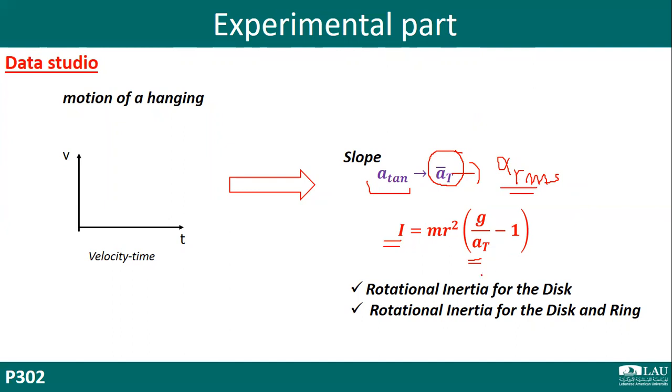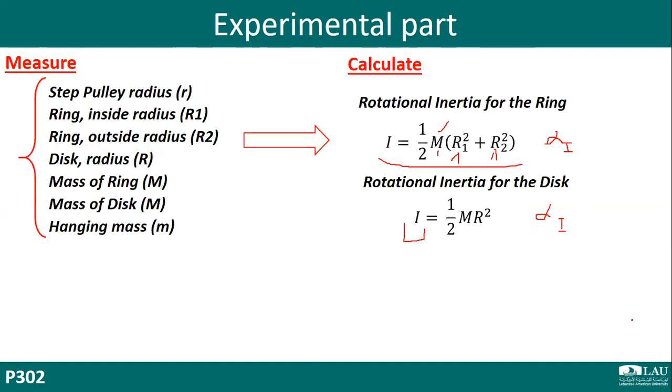Then I will be calculated from AT, and alpha I, again by propagation of error. You have an error on M, you have an error on R. G is a constant, it's a given value. You don't have an error on G, so no need to do the derivative with respect to G, and you have an error on AT. You do the calculation for the rotational inertia for a disk and for a disk and a ring. As you can see, we cannot do the experimental part only for a ring, while in the calculation part, we have a ring alone and a disk alone.